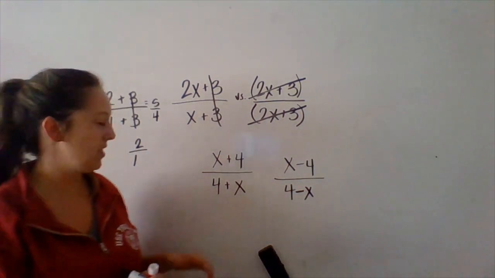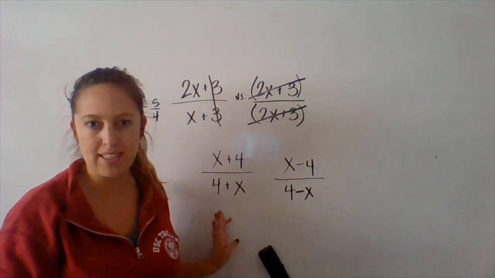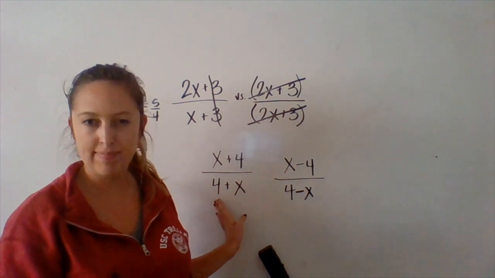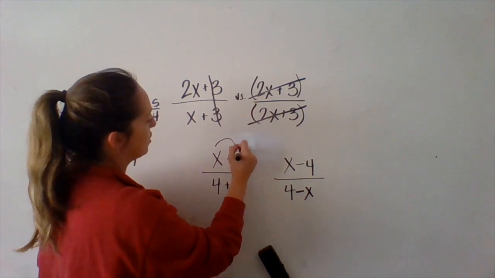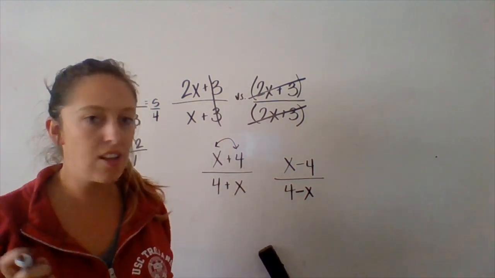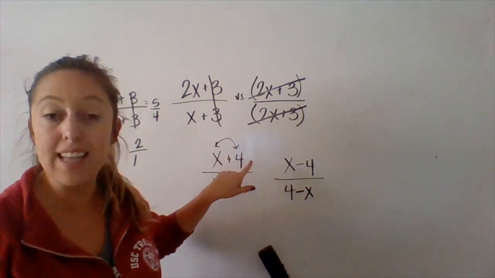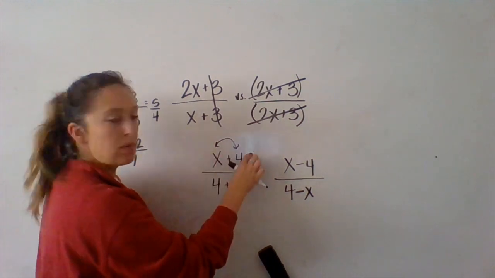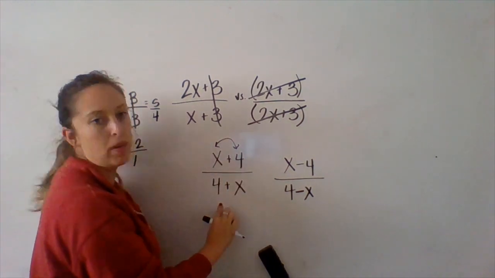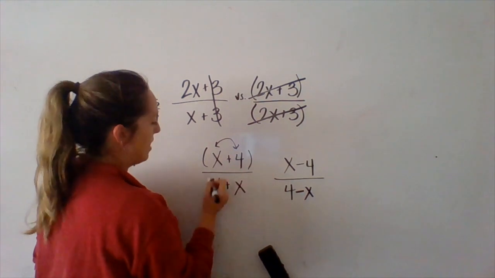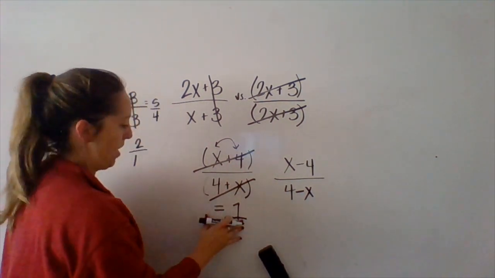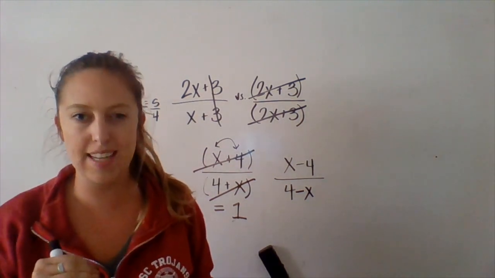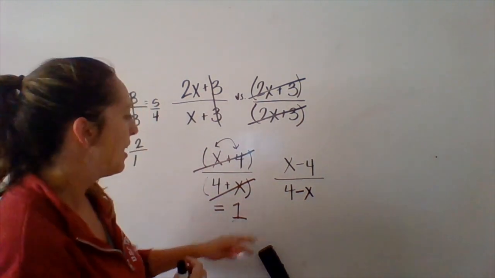Other things to notice, x plus 4 and 4 plus x. Are those the same? Hopefully you said yes. Because remember, if it's addition, I can rewrite terms in whichever order I want, as long as I keep the sign the same. So if this is x plus 4, that is the same as 4 plus x. So these units would cancel, and they would equal 1. Right? Because canceling is really dividing to equal 1. That's what we're really doing.